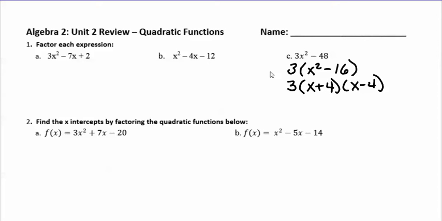Okay, so let's go back and see. I have another trinomial where the lead coefficient is 1, so that's going to be the easy type of factoring where I have to find two numbers that multiply to negative 12 and they add to negative 4.